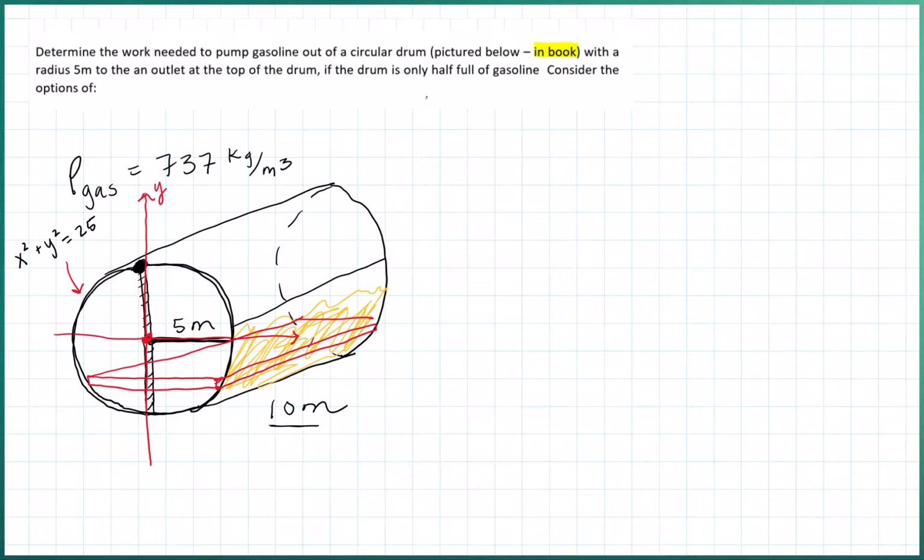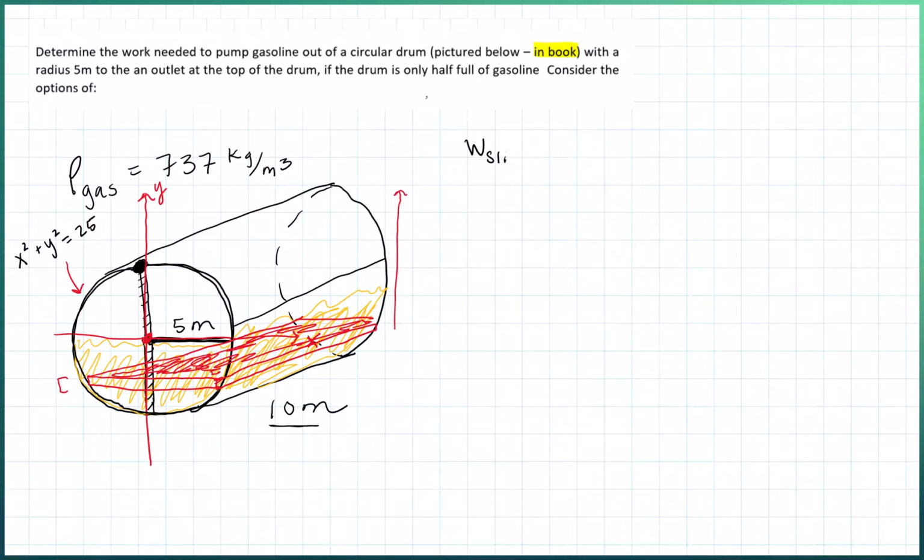We're going to take that liquid, and trying to draw that in there. It's kind of hard to see on my picture, but we're going to take that slice and we have to think about how much work is needed to lift that slice up and out of the cylindrical drum. So that's what we're doing. So let's calculate, let's set it up.